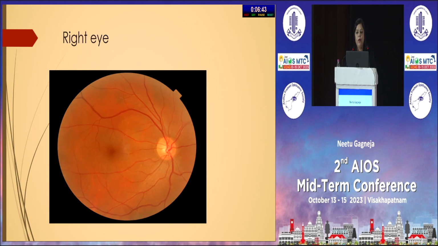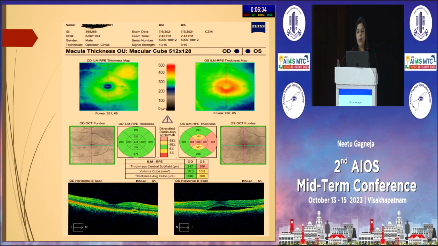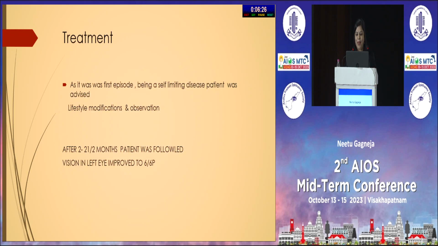This is the fundus photograph of the right eye. And this is the fundus photograph of the left eye, which is showing the oval elevation in the macular area. And this is the OCT of the same patient, the left eye, showing the macular edema and subretinal fluid in the macular area.